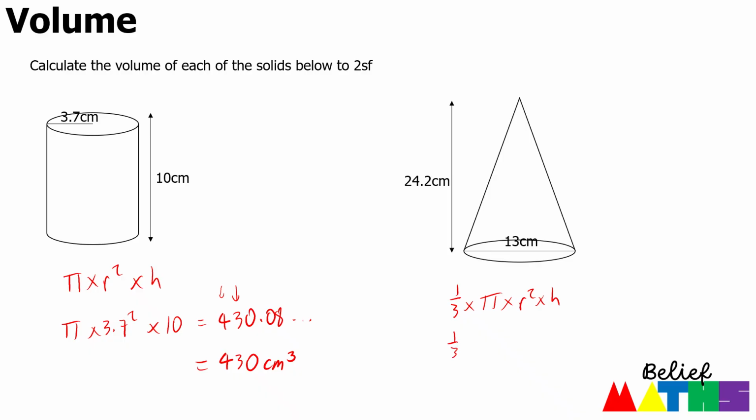So it's 1/3 times pi times half 13 is 6.5 squared times the height, which is 24.2. Putting all of that into our calculator, 1/3 times pi times 6.5 squared times 24.2, and that gives us an answer of 1070.707. So to two significant figures, that's 1,100 centimeters cubed.